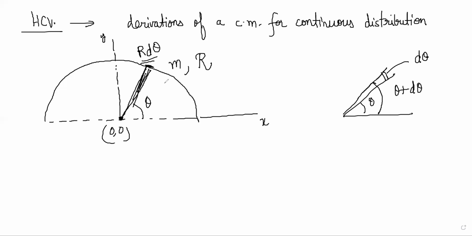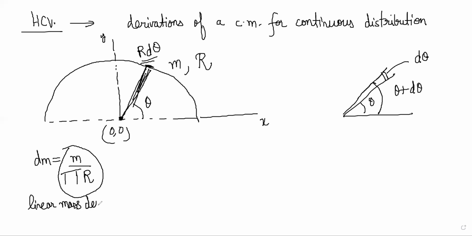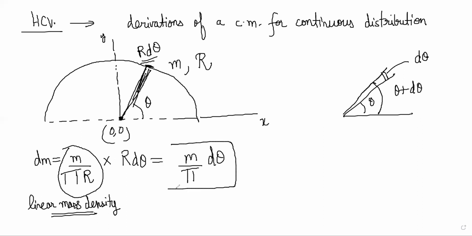And if r d theta is your arc length, the total mass in that section dm would be equal to m by pi r, because pi r was the total length of this half ring. So m by pi r is your linear mass density. Once you have a linear mass density, you multiply it by the small length, r d theta. So what you get is m by pi d theta becomes your dm.